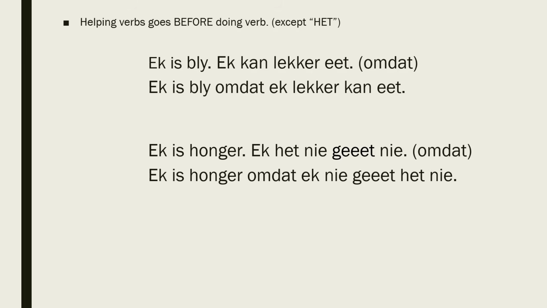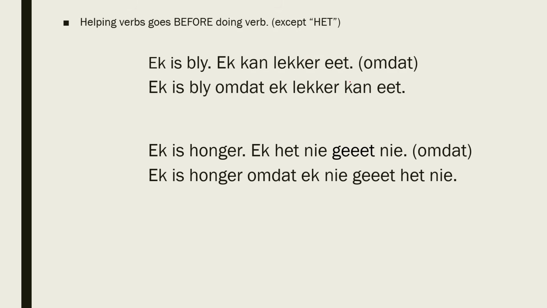So let's take a look. Ek is bly. Ek kan lekker eet. Omdat is your voegwoord. So your rules remain the same, right? So you write down the first sentence as is, ek is bly. No punctuation because it's group 3. And you add omdat, your voegwoord. Then what did they say? You remove all the verbs because it has to go to the end of the sentence.